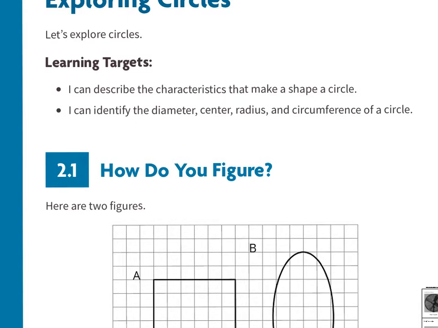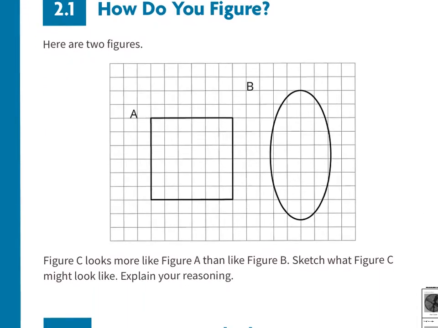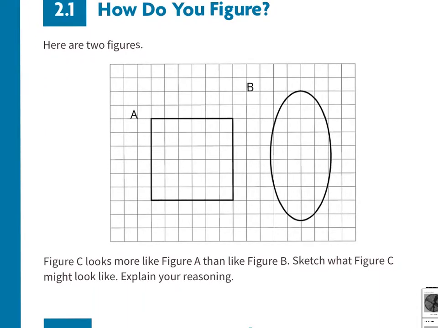Okay, so the learning targets, the I can statements for the day. I can describe the characteristics that make a shape a circle, and I can identify the diameter, center, radius, and circumference of a circle. Okay, so on page 15, I have two figures. It says figure C looks more like figure A, and then figure B. Sketch what figure C might look like. Explain your reasoning.